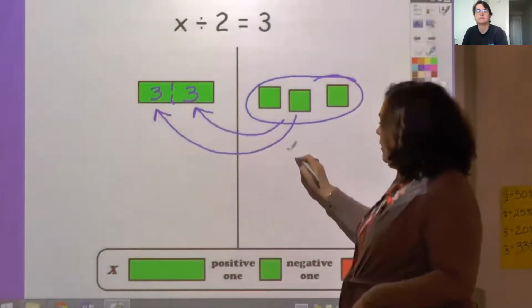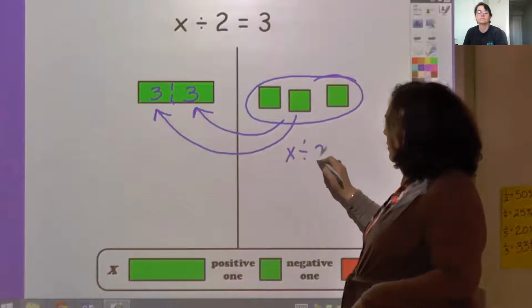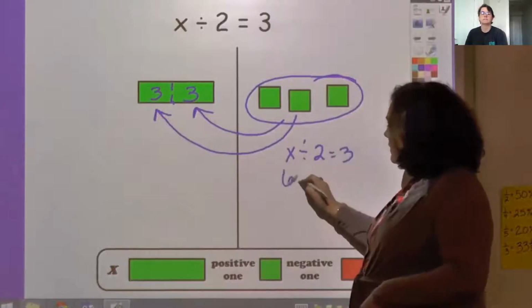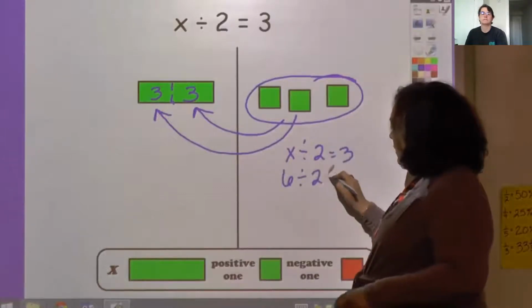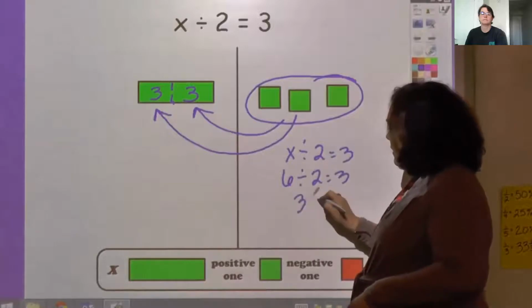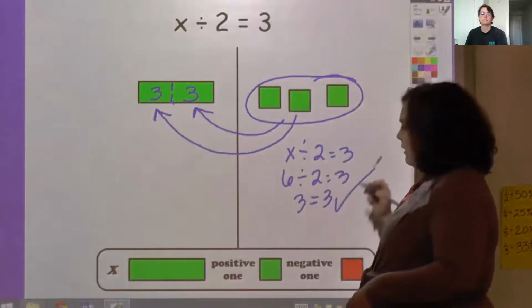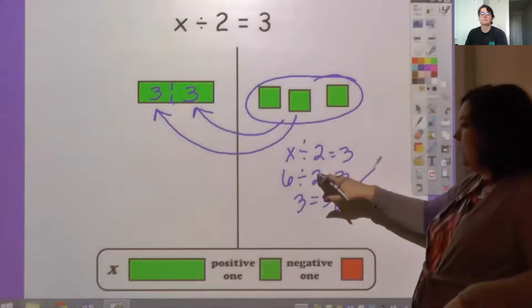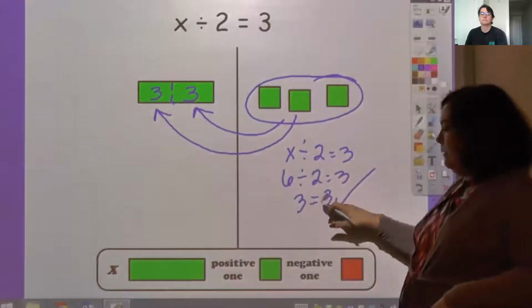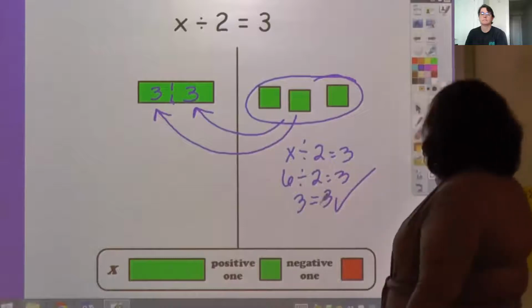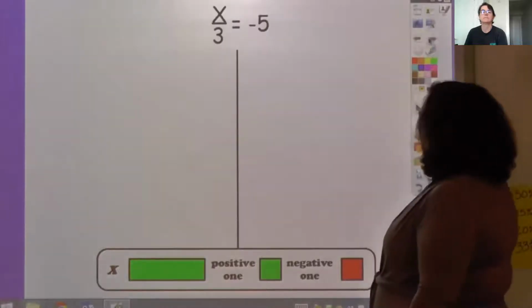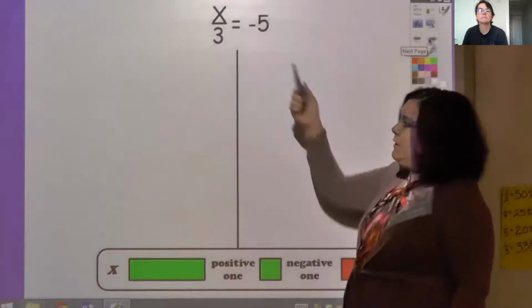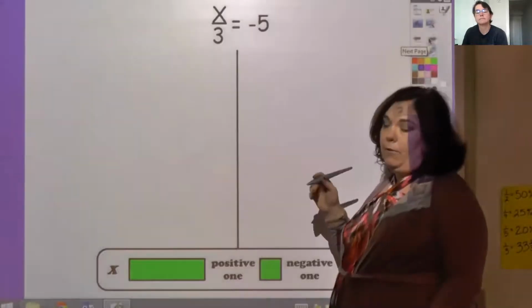And so let's put it back in. X divided by 2 equals 3. 6 divided by 2 equals 3. 3 equals 3. Check. And there should always be 3 lines in your check. There should be the equation, the substitution, and then the answer. So that looks good. Okay, so this is just representing x divided by 3 in a different way, x over 3.